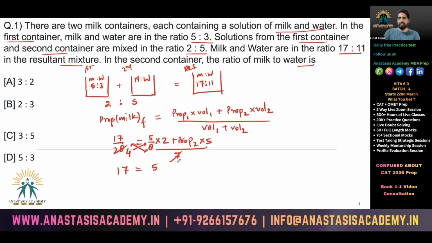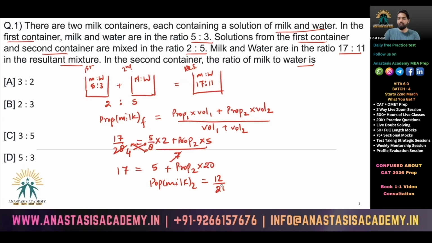So 5 plus the proportion of milk in solution 2 into 5. So we can see the proportion of milk in solution 2 is coming out to be 12 by 5, right? Oh, okay. I haven't multiplied this 4. This is not 5, very sorry. It is 20. It becomes 20, right? So the final proportion I'm getting is 12/20.